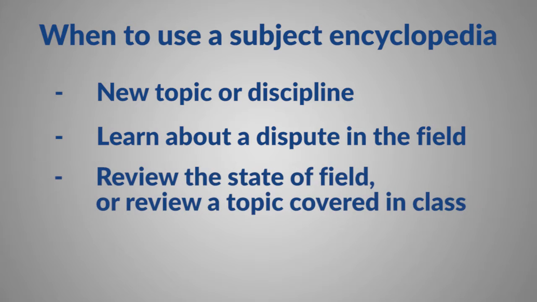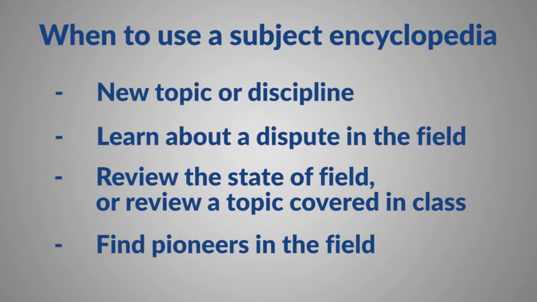Sometimes you want to be quickly reviewing the state of a field of research or just review a topic that was covered in a lecture or presentation. A subject encyclopedia is a good way to test that you understand the basic outline of a field or topic. Finally, you sometimes might be just looking especially for the pioneers of a field of research and need a list of important articles or papers published in that field. Again, the subject encyclopedia will be a great resource for you.